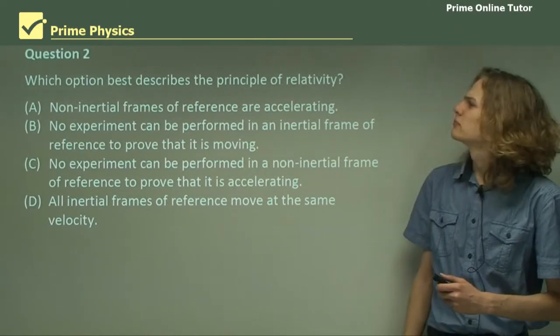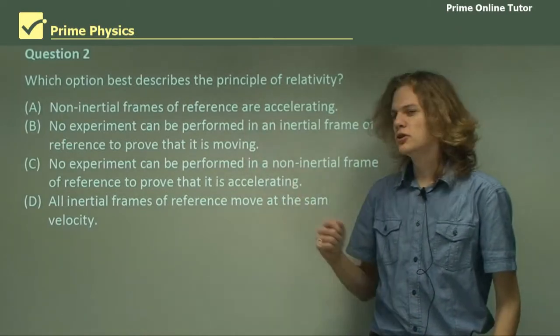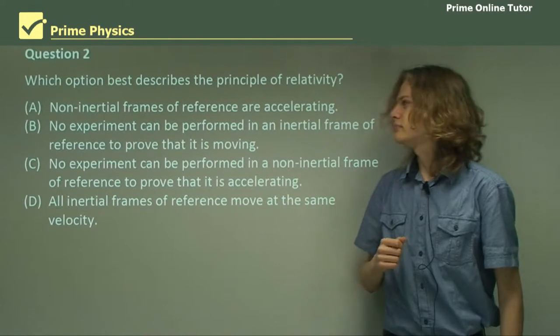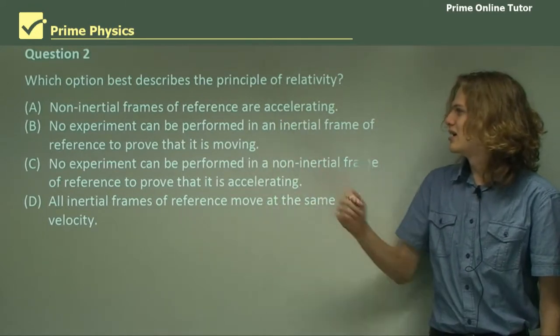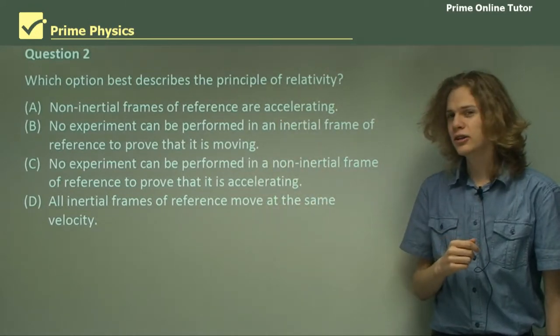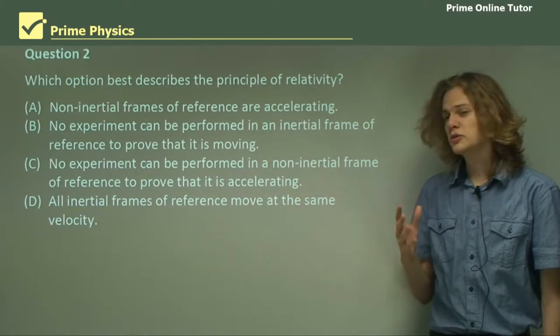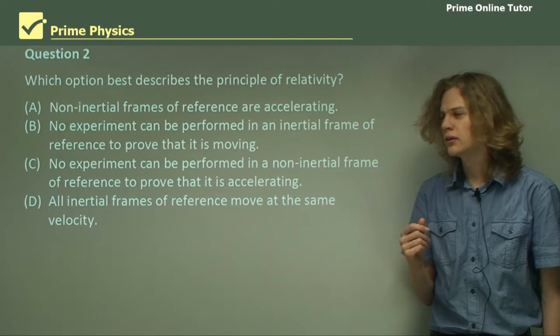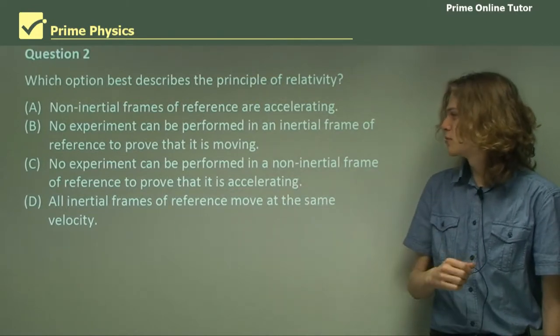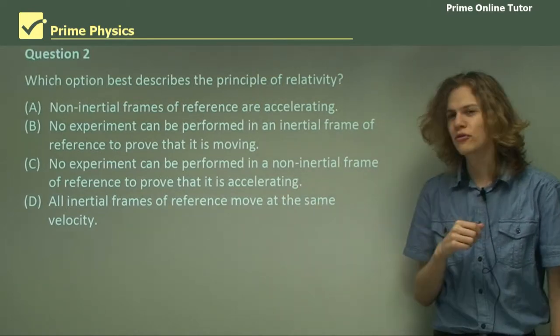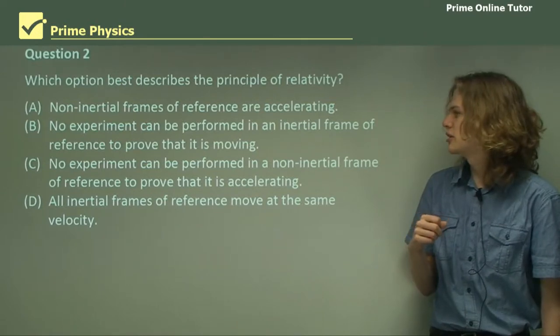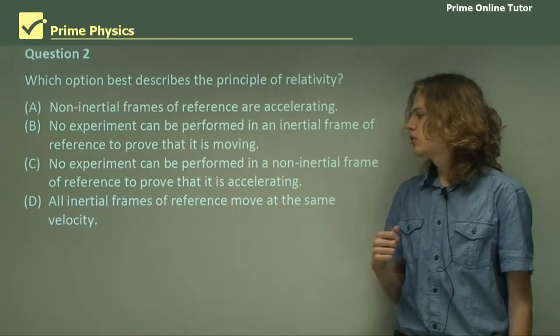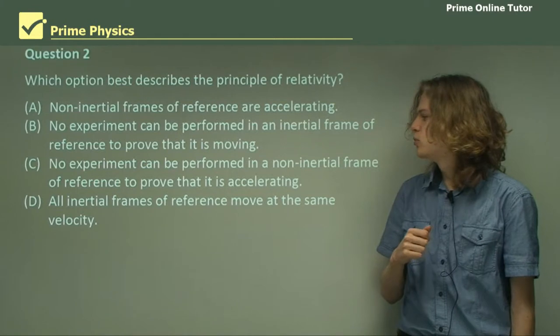Question 2. Which option best describes the principle of relativity? Is it A, non-inertial frames of reference are accelerating? B, no experiment can be performed in an inertial frame of reference to prove that it is moving? Is it C, no experiment can be performed in a non-inertial frame of reference to prove that it is accelerating? Or D, all inertial frames of reference move at the same velocity?